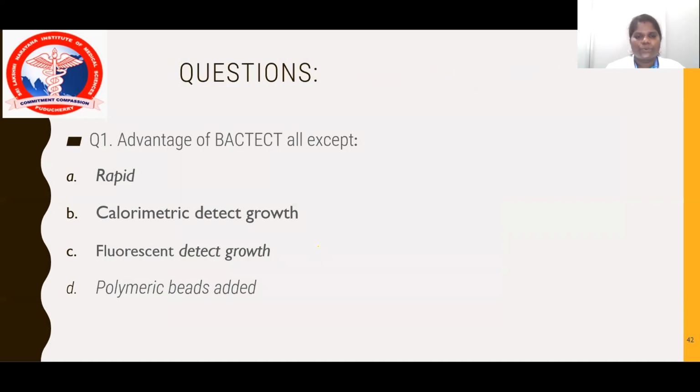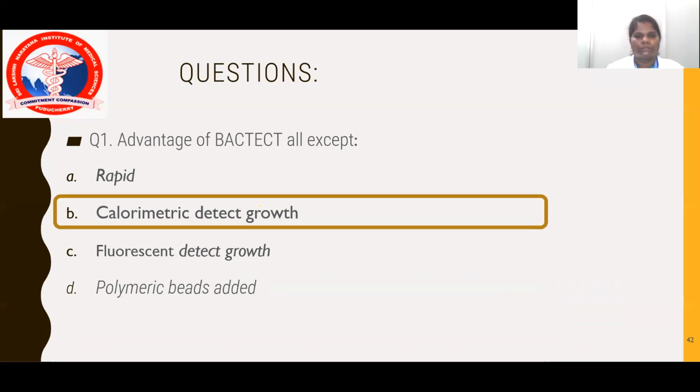So these are the MCQs. You can go through them. What is the advantage? Everything except X. You can now read the question and answer yourself. Thank you.